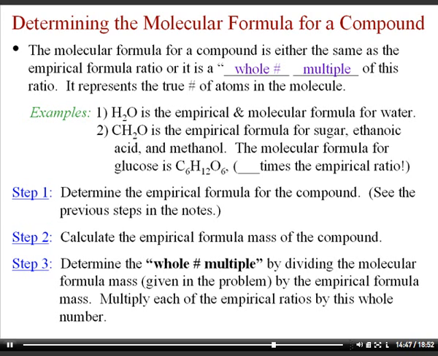But if you look at the next ratio of 1 to 2 to 1, that's carbon is 1, hydrogen is 2, and oxygen is 1.